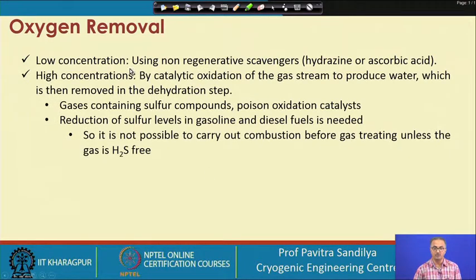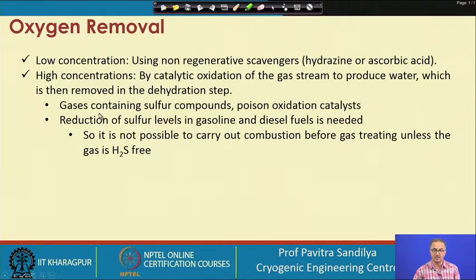At low concentration, oxygen is removed by non-regenerative scavengers, for example hydrazine and ascorbic acid. That means, since the concentration is low, they will react irreversibly, and we need not bother to regenerate these scavengers. If we have high concentrations of oxygen, then it is removed by catalytic oxidation of the gas stream to produce water, which is then removed in the dehydration step.